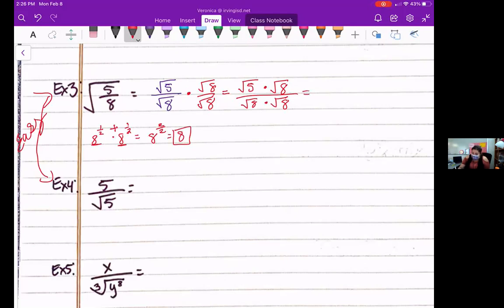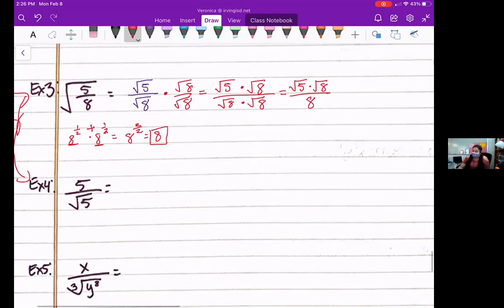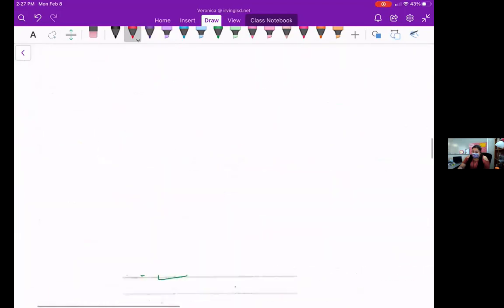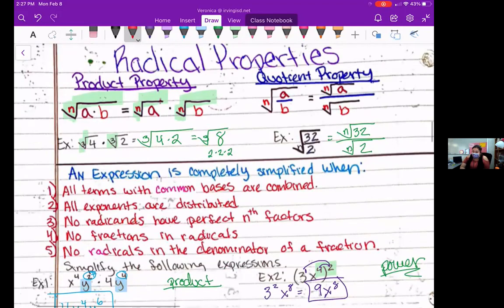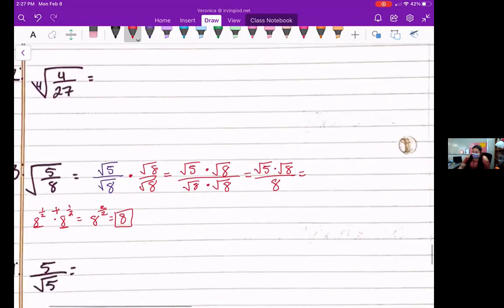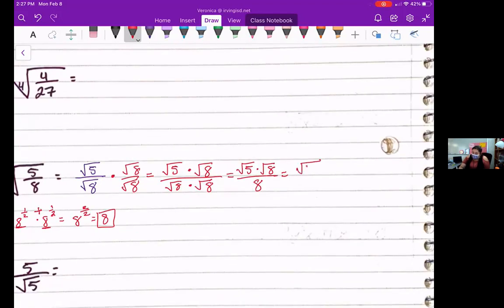So that means that we have square root of 5 times square root of 8 over 8, because the square root of 8 times the square root of 8 is just 8. So those square roots just go away. Square root of 5 times the square root of 8, because you're multiplying, you can use the product property that we saw up here. You can just multiply them because they're both under the same radical. So we have square root of 40 over 8.